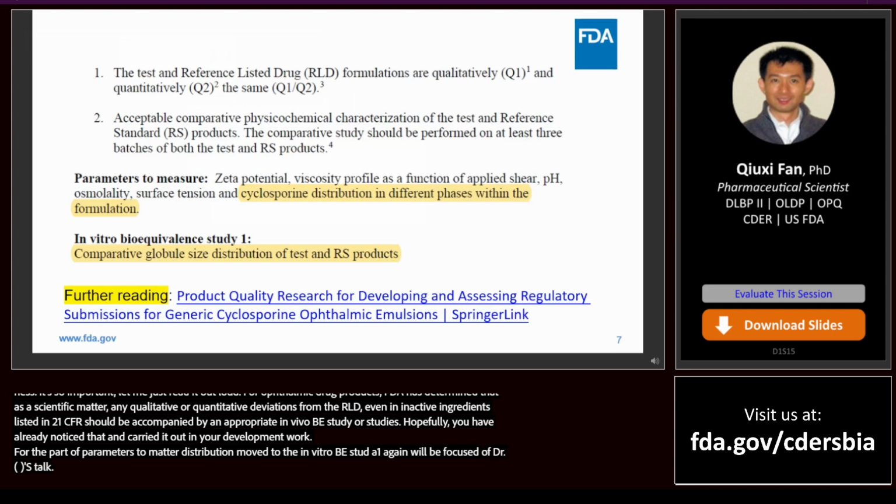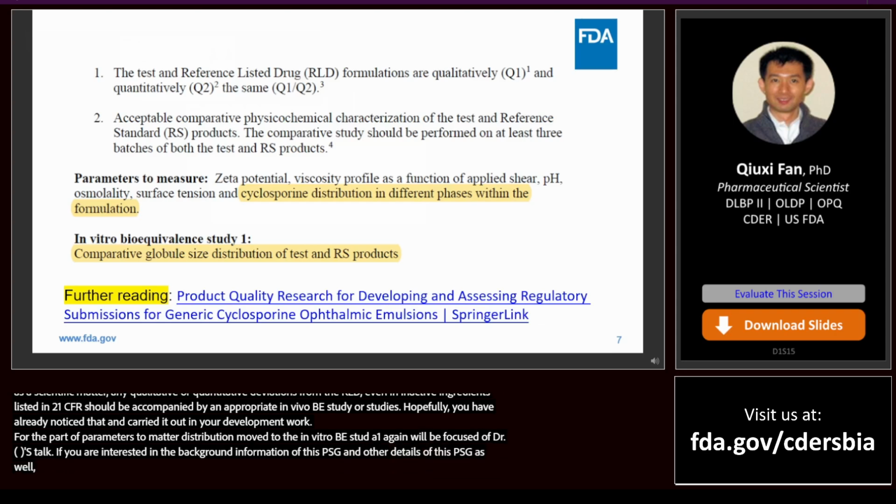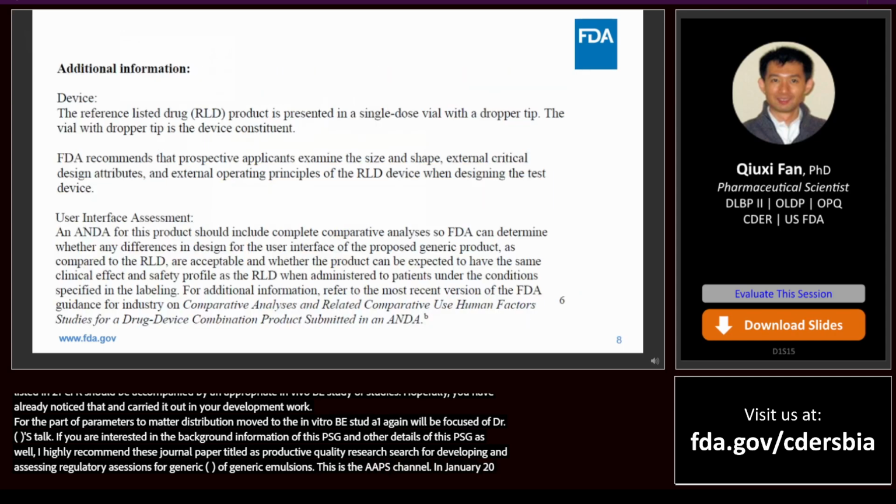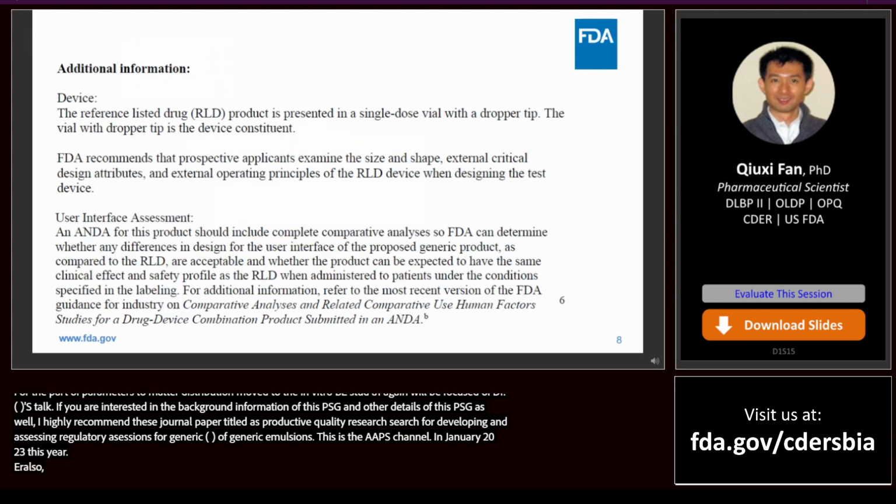If you are interested in the background information and other details of this PSG, I highly recommend this journal paper titled Product Quality Research for Developing and Assessing Regulatory Submissions for Generic Cyclosporine Ophthalmic Emulsions. This was published in the AAPS Journal in January 2023 this year. Also, there is device information in this PSG as well.